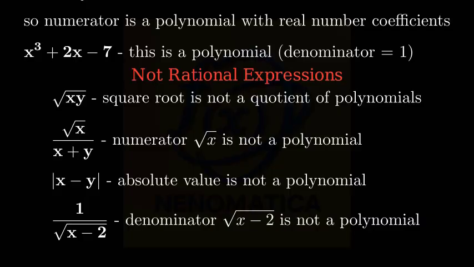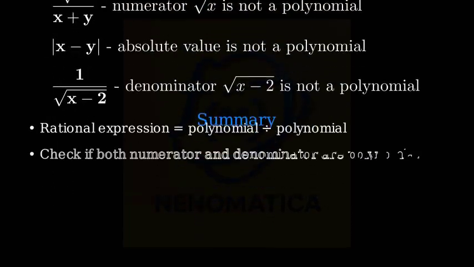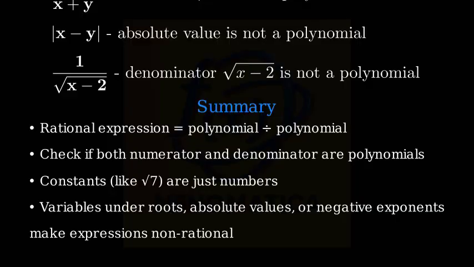Let's summarize what we've learned about rational expressions. A rational expression is a fraction where both the numerator and denominator are polynomials, and the denominator cannot be zero. To determine if an expression is rational, check if it can be written as a polynomial divided by a polynomial. Remember that constants like the square root of 7 are just numbers, so expressions with constant coefficients are still polynomials.